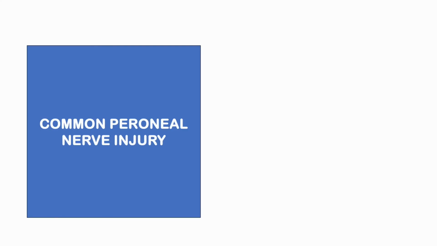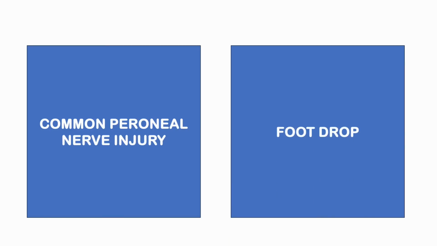Common peroneal nerve injury will lead to what problem? The common peroneal nerve is like the radial nerve. Radial nerve injury leads to wrist drop. Common peroneal injury will lead to foot drop.